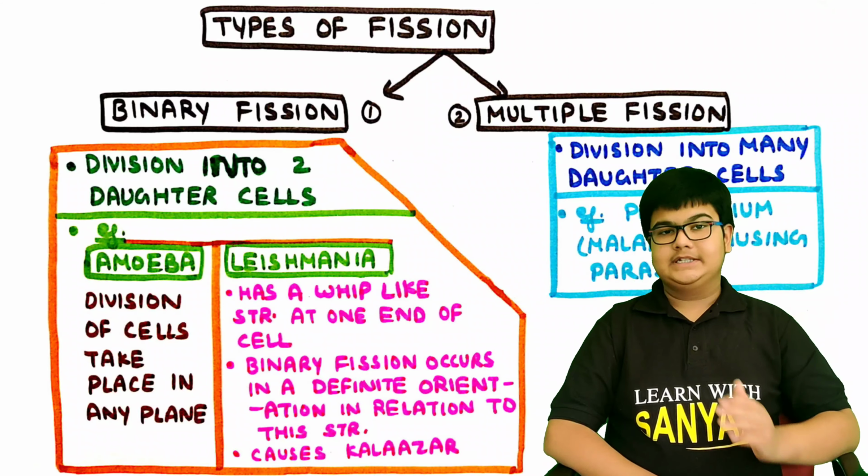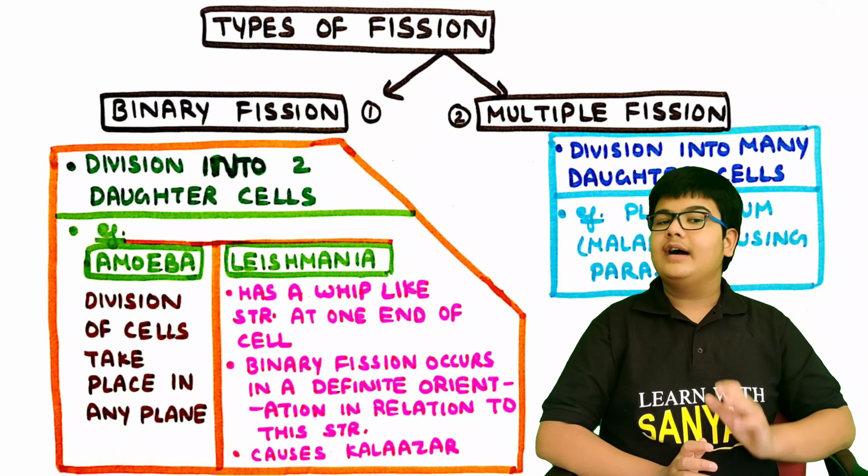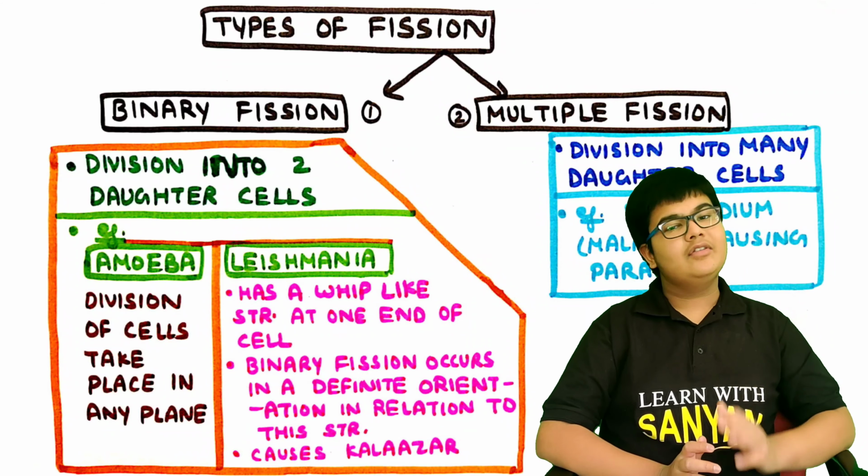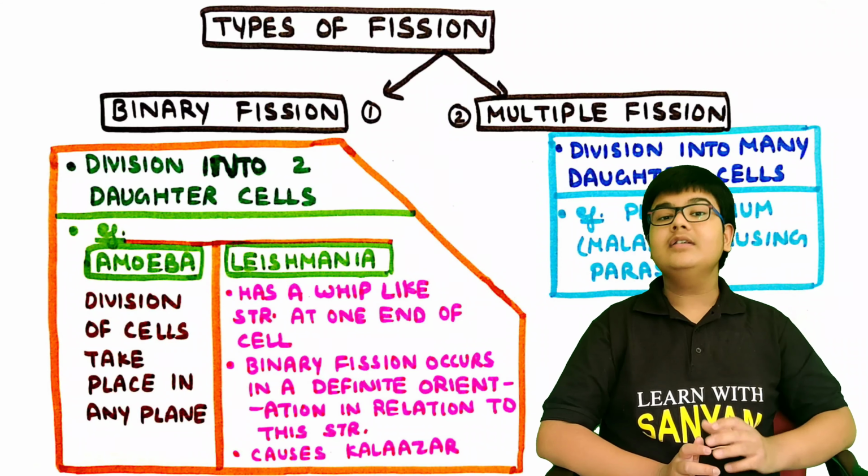Examples. First, amoeba. In amoeba, the division of cells takes place in any plane. But in few other organisms, binary fission occurs in a definite orientation in relation with the structure. An example of such organism is Leishmania, and it has a whip-like structure at the end of its cell. Binary fission in Leishmania occurs in a definite orientation in relation with this whip-like structure. Leishmania is nothing but the microbe causing Kala Azar.